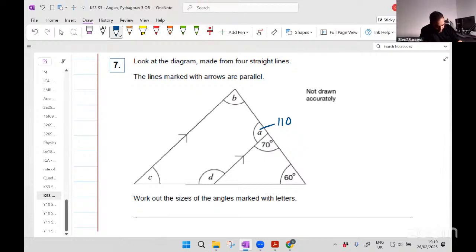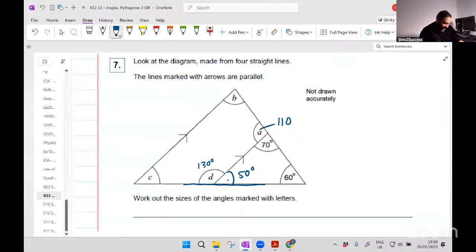I also notice that I have a triangle over here, which means that the three angles inside a triangle add up to 180 degrees. If that is 70 and that is 60, that makes 130. Add 50, that makes 180. This is another straight line. If that is 50, then this must be 130 because I have to add up to 180.